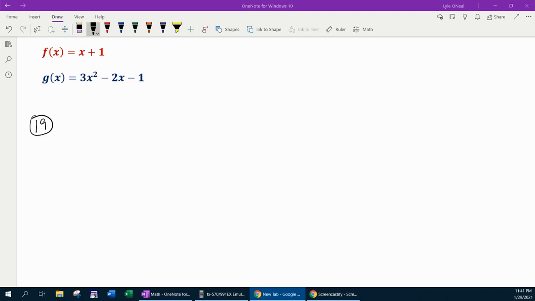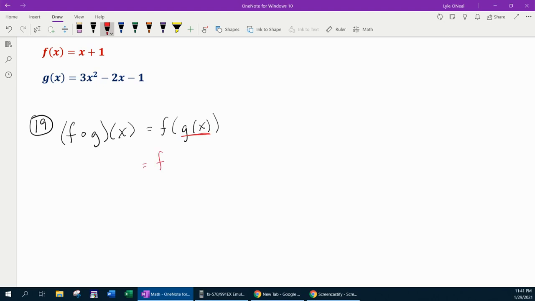Number 19 wants us to find f of g of x. Notice this time we do not have a value to plug in, so this is going to be function composition with just the functions. Now the first step is the same as before. The first step says you're going to rewrite using nested parentheses and then plug and play from the inside out. Now the most inside piece this time is g of x.